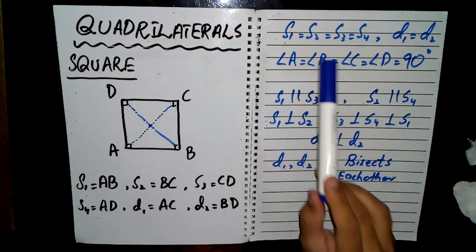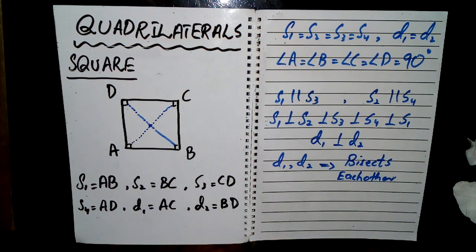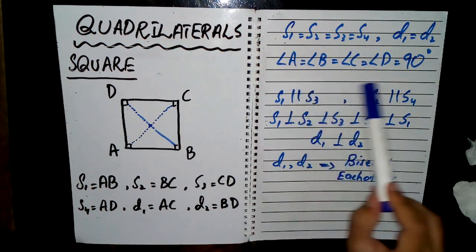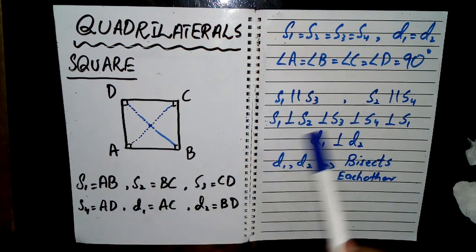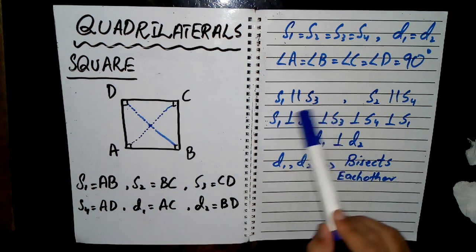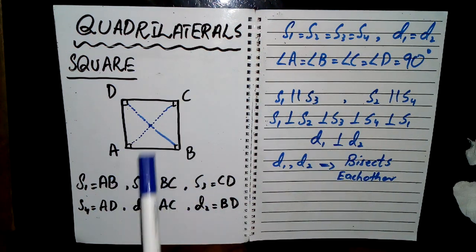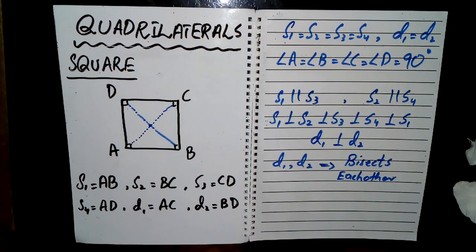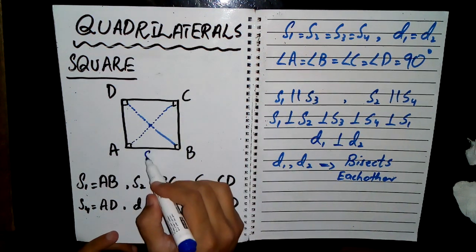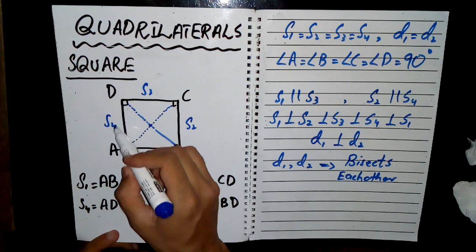So in a square we can see that S1, S2, S3 and S4 are all equal. It is also known as a regular quadrilateral, because all the sides and all the angles are equal. So all the angles are equal to 90 degrees. In the diagram we can also see that S1 and S3 are parallel, S2 and S4 are parallel. That is, this is S1, this is S2, this is S3, this is S4.